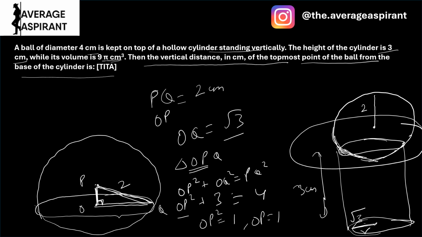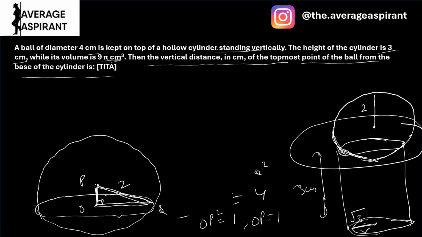If you remember Pythagoras ratios, that would be triplets, that would be really good. 1, root 3, 2, or 3, 4, 5, or 5, 12, 13. So that would be good, right? So now we know OP is how much? 1.